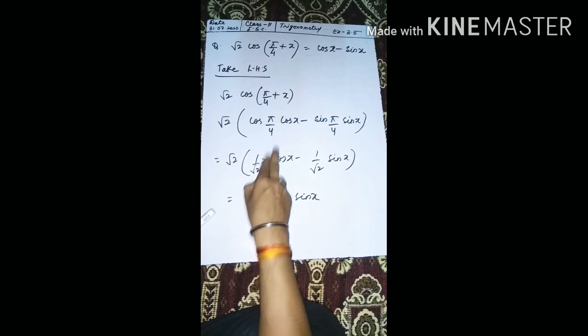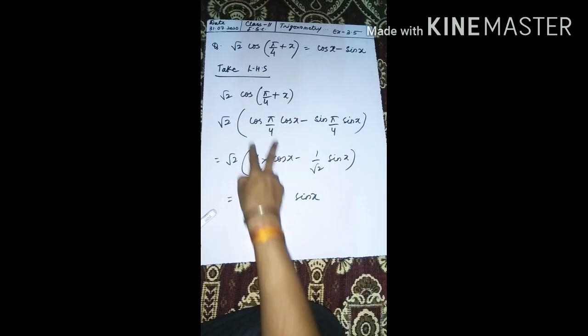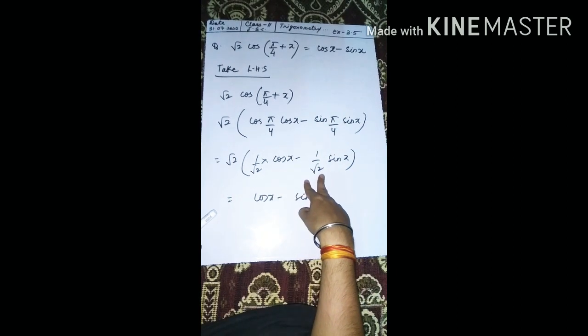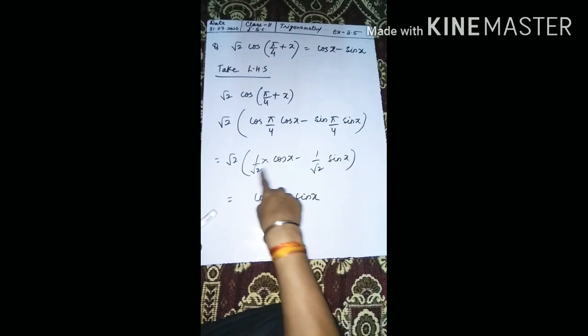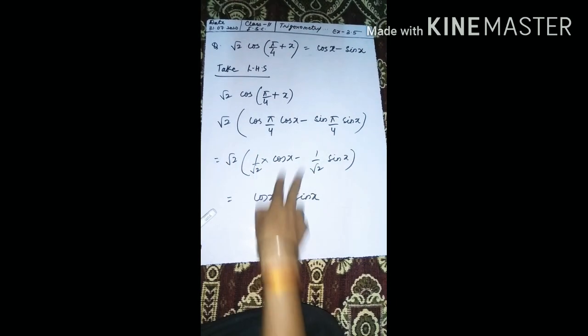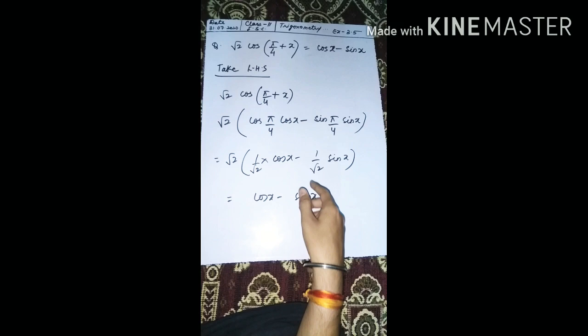Cos pi by 4 is cos 45 degree, which is 1 upon under root 2, so 1 upon under root 2 cos x minus sin pi by 4, which is also 1 upon under root 2, sin x. Take 1 upon under root 2 common, and it will be cancelled with this root 2 to get cos x minus sin x, and hence proved.